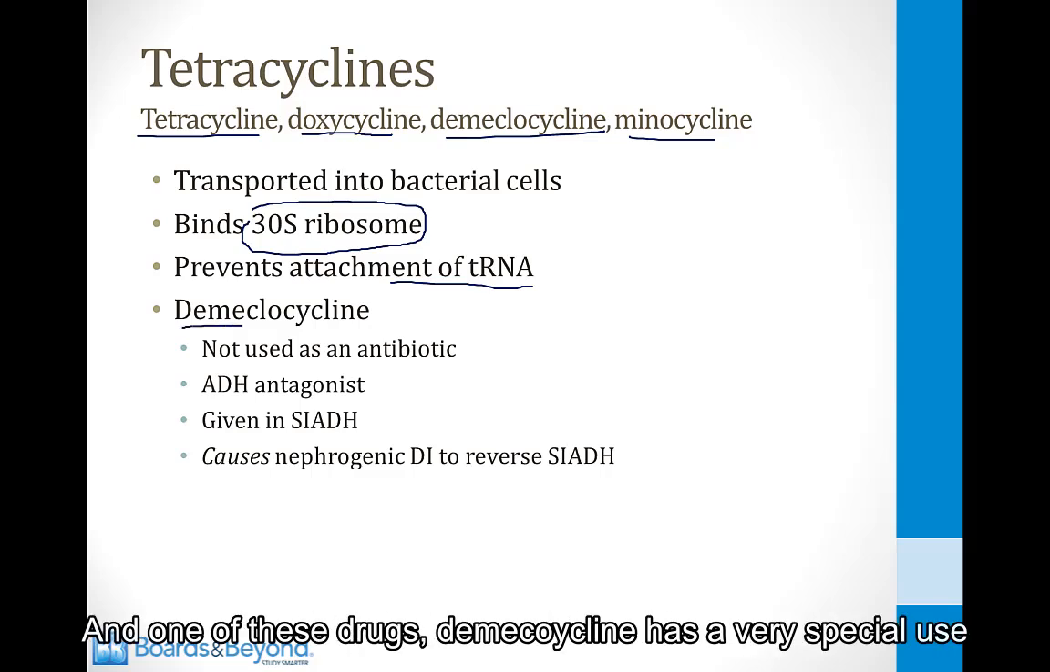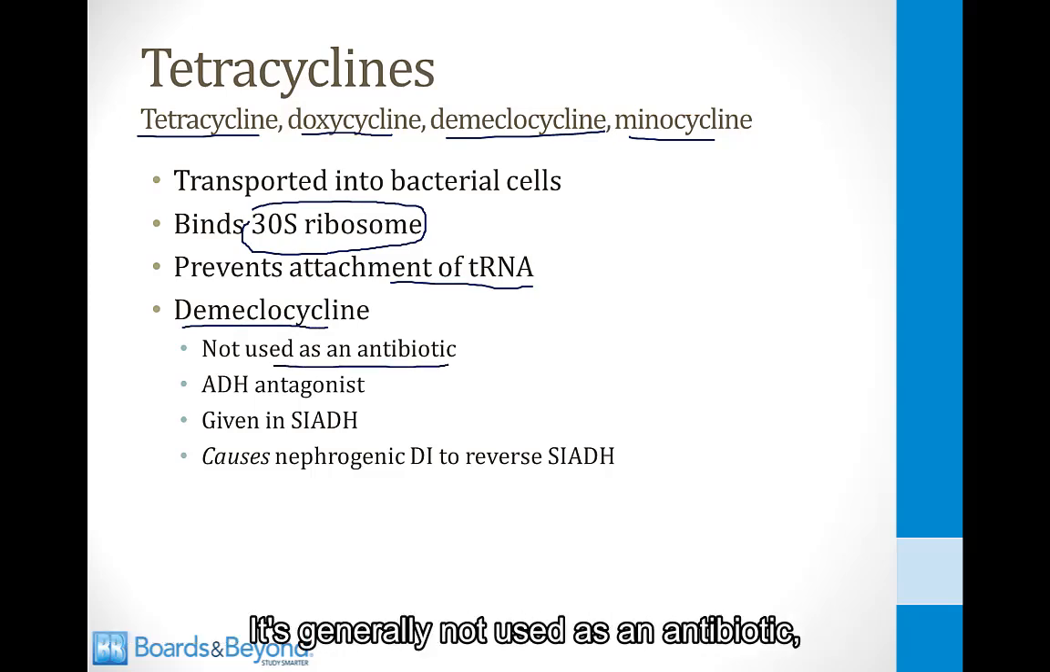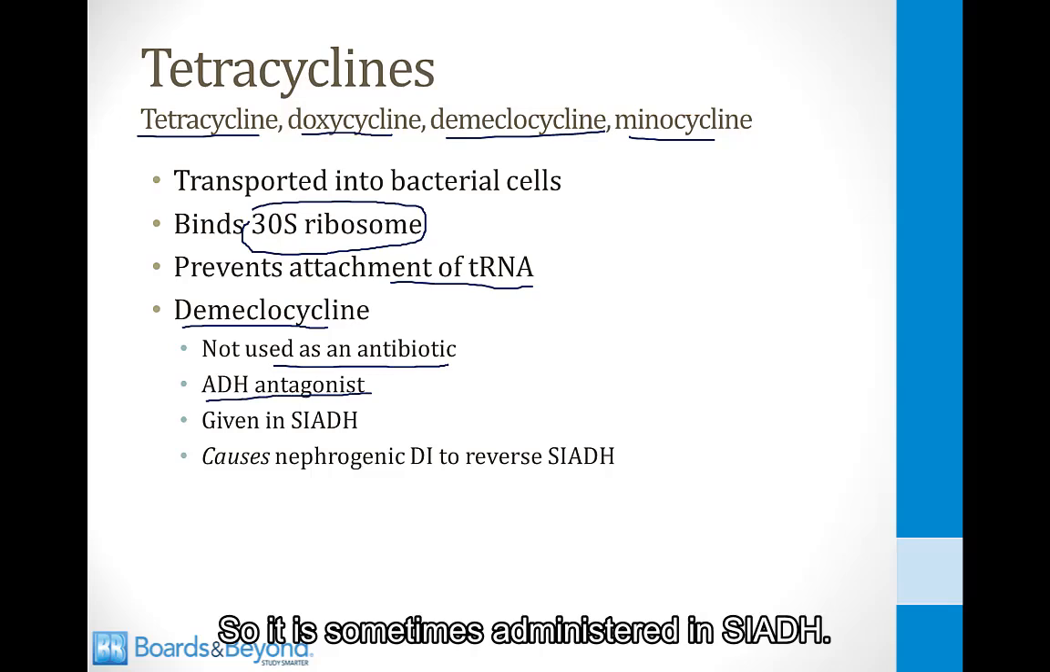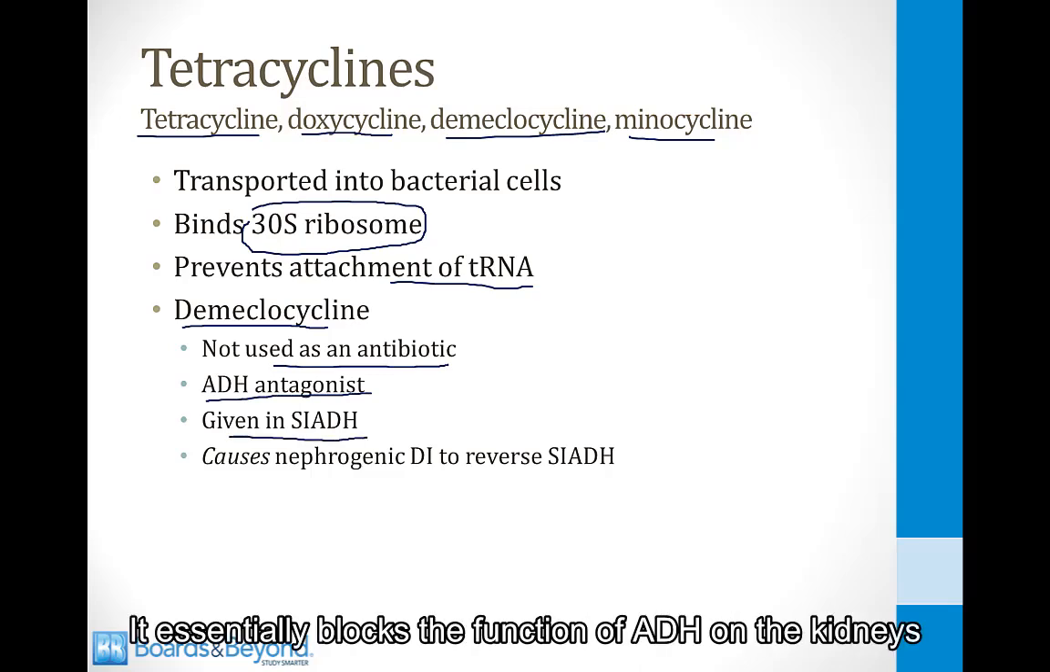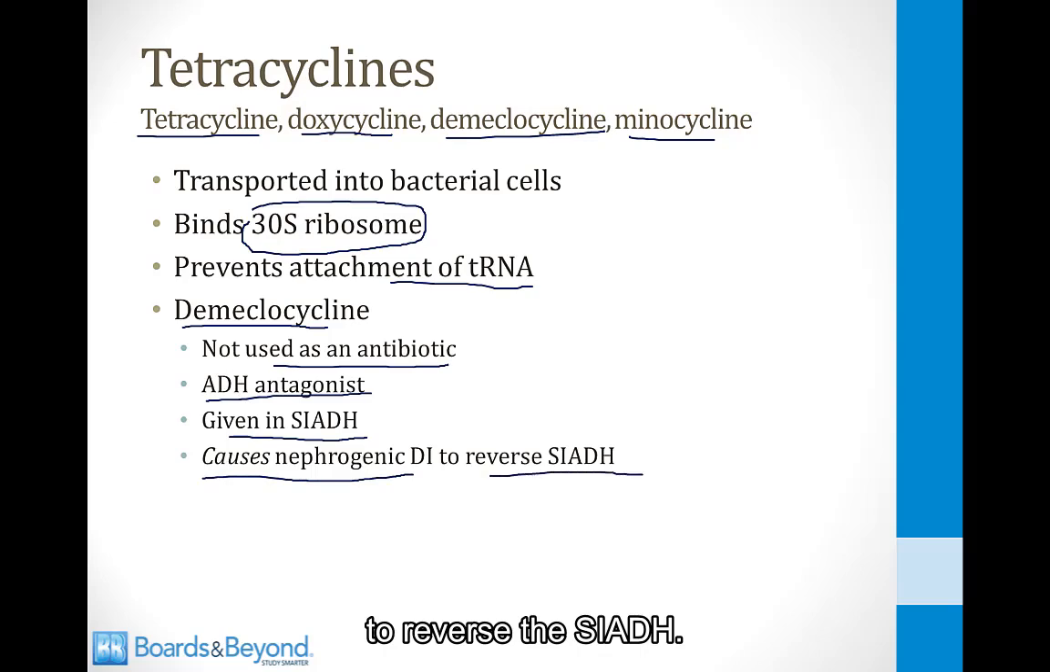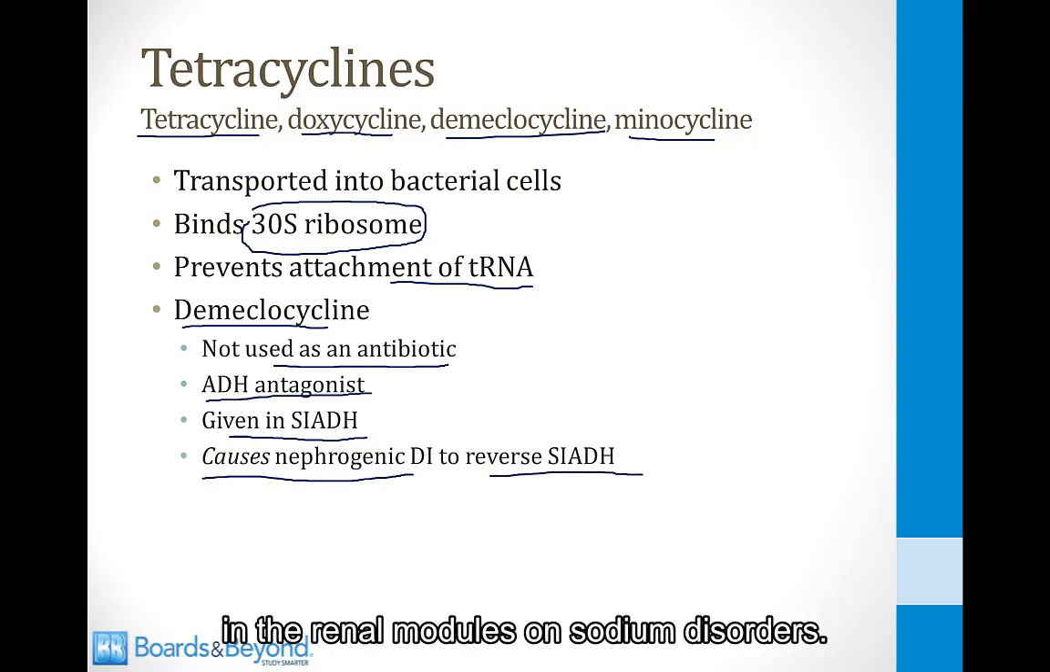And one of these drugs, demeclocycline, has a very special use that you should be aware of. It's generally not used as an antibiotic, but it has a chemical structure that makes it an ADH antagonist. So it is sometimes administered in SIADH. It essentially blocks the function of ADH on the kidneys, and therefore it causes a nephrogenic diabetes insipidus to reverse the SIADH. And I talk about this more in the renal modules on sodium disorders.